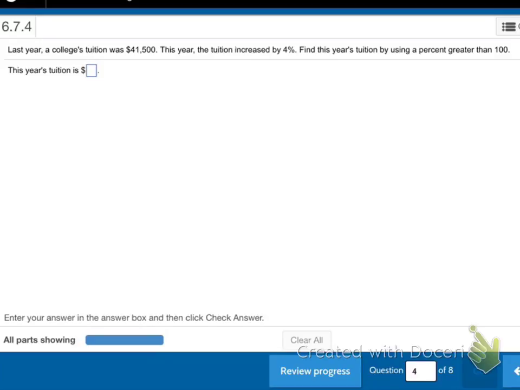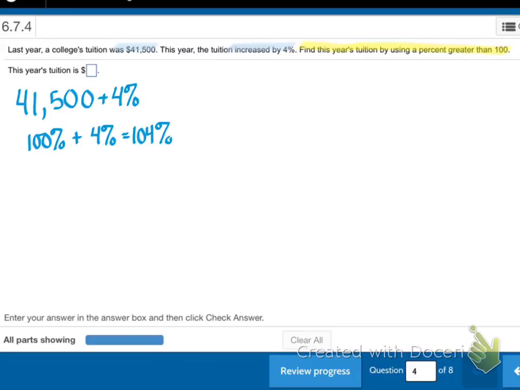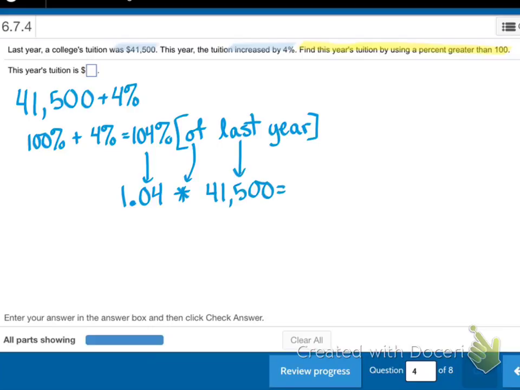All right. Last year, college tuition was $41,500. This year, the tuition increased by 4%. Find this year's tuition using a percent greater than 100. So let's do that. 41,500 plus 4%. That's 100% plus the additional 4%. So it's 104% of last year's. All right, so I can do 104%, which turns into 1.04 when you turn it into a decimal. Of means multiplication. Last year, it was 41,500, so I can just plug this in. 1.04 times 41,500 gives me 43,160.